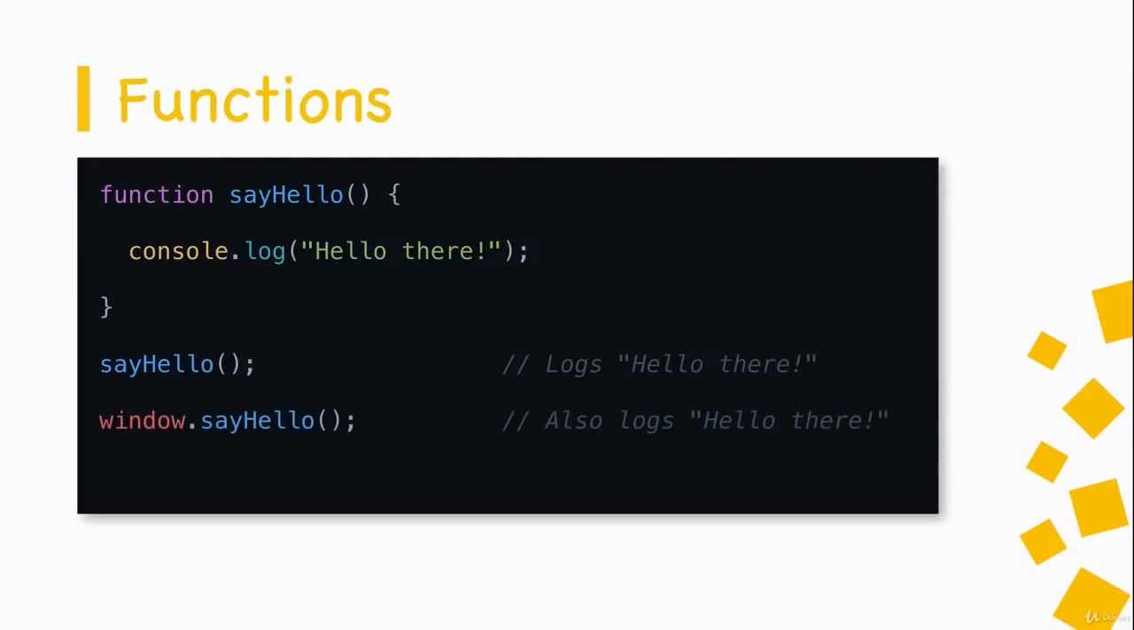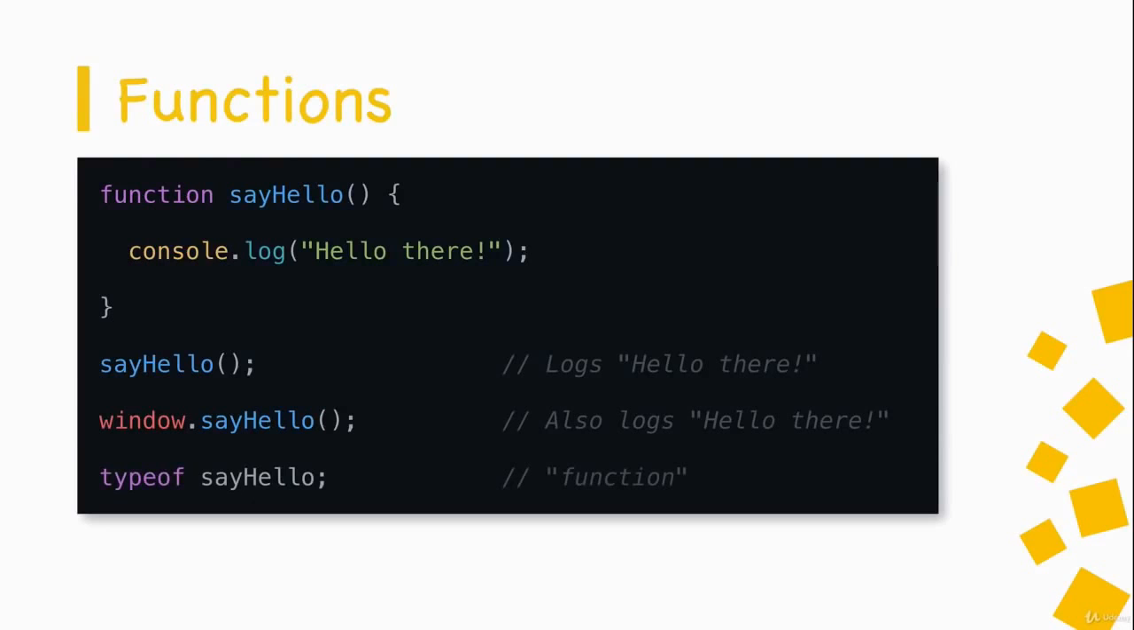Now if your function is the outermost function in your code, which means it's not nested within another function, then that function actually becomes a method of the global object. Inside the browser, the global object is the window object. So when you define a function such as sayHello, it actually becomes a method of the window object. So you can also call it by typing in window.sayHello. And that also runs the code inside the function's body and logs the text to the console.